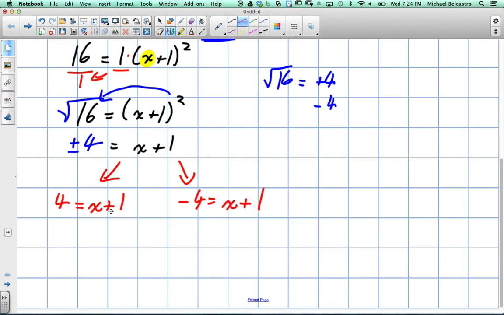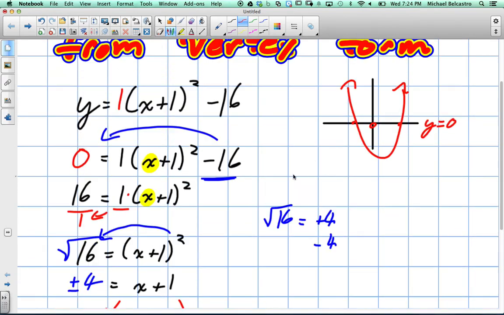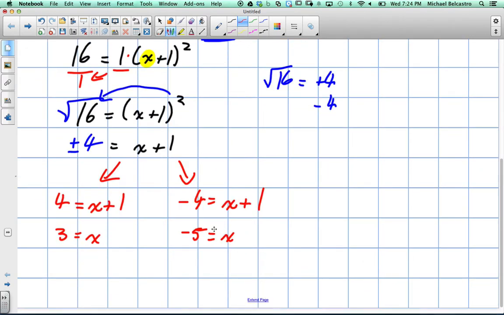Okay? Still solve for x. When I move 1 over, it becomes subtract 1, so x is 3. And when I move 1 over, it becomes subtract 1, so we get negative 5. Is that okay? The integer part was okay? Yeah. So our two x-intercepts are 3 and negative 5, which makes a lot of sense. Because it's a parabola, there's going to be 2 x-intercepts. So that splitting is really important.